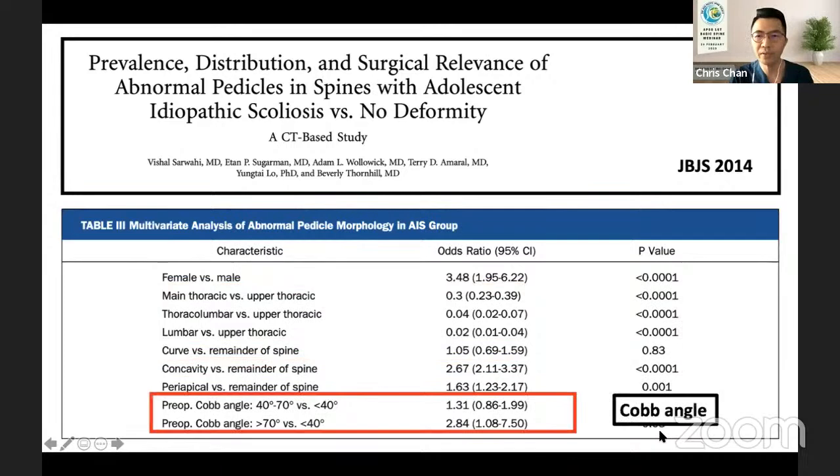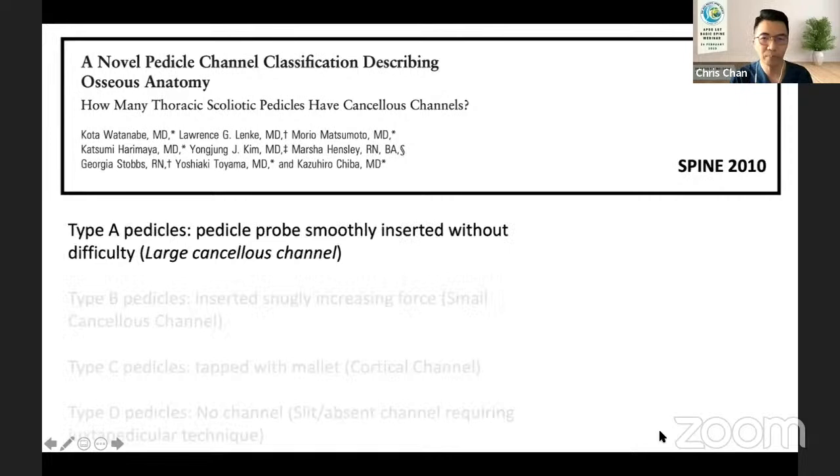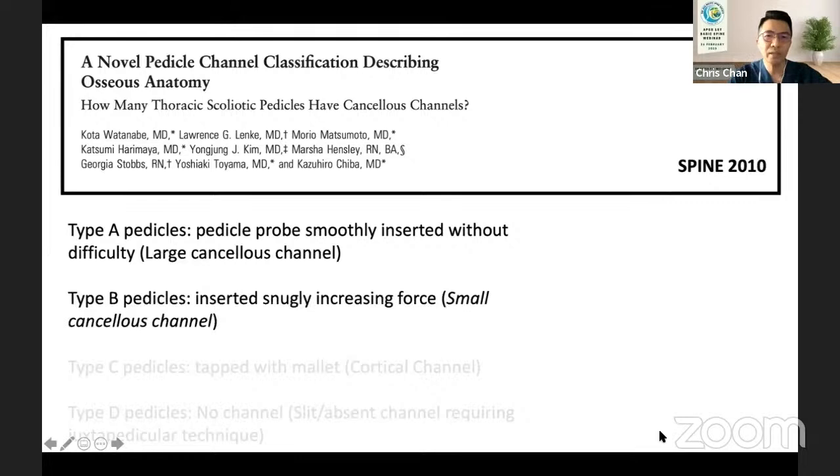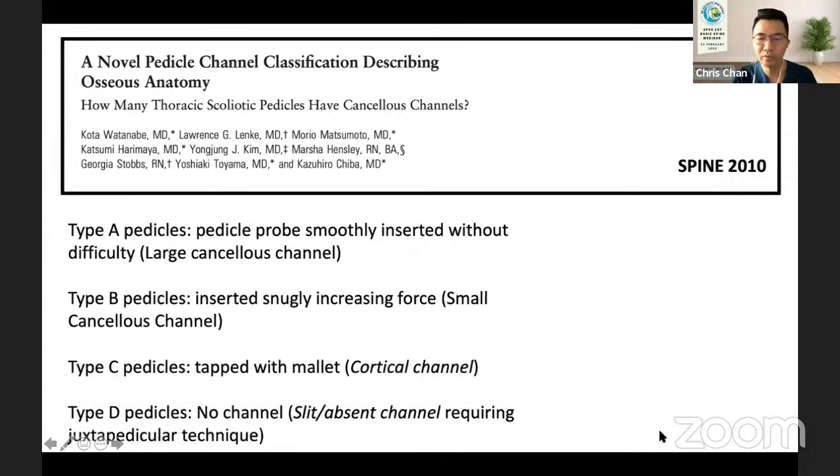A similar study was published in 2010 by Dr. Watanabe. It is a prospective clinical series involving 53 scoliosis patients. Type A was described as when a pedicle probe can be inserted smoothly and is a large cancellous channel. Type B is when it's inserted snugly, small cancellous channel. Type C is when you need to tap it in with a mallet. This is considered a cortical channel. Type D is when there is no channel and you require a juxtapedicular technique.